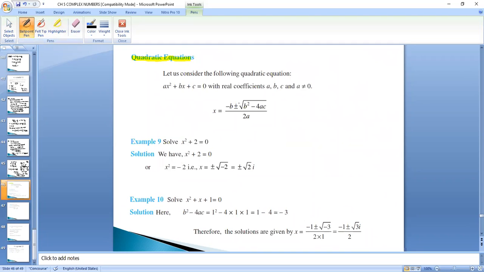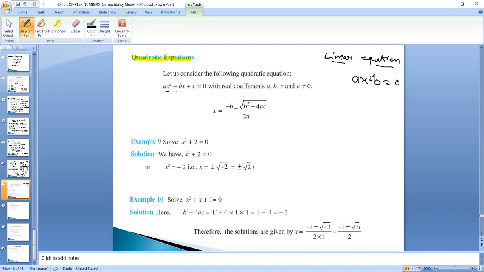Very simple questions are there in this topic, quadratic equations. First of all, what is a quadratic equation? An equation in which the highest power of x is 2 is a quadratic equation. You have learned about linear equations also, right? What is a linear equation? An equation of the form ax plus b, where the highest power of x is 1. But we are talking of quadratic equations, where the highest power of x is 2. So let us consider the following quadratic equation.